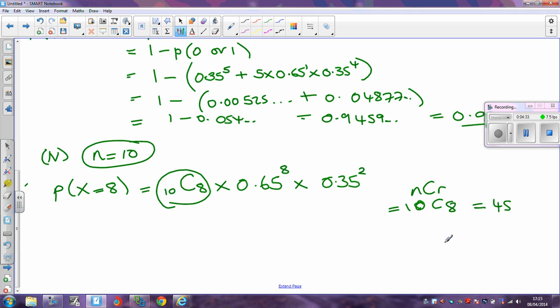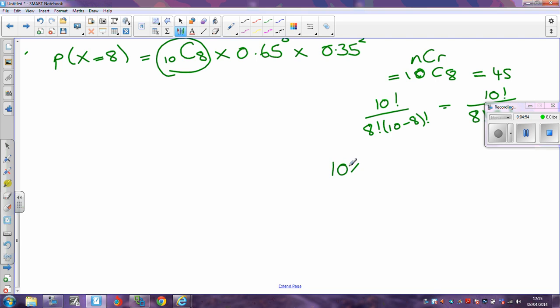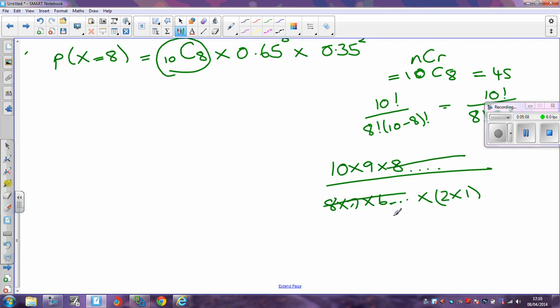You could use Pascal's triangle, but like I say, it's a bit lengthy. Or you could work out 10 factorial divided by 8 factorial, and then remember this is 10 minus 8 factorial, which comes out as 10 factorial divided by 8 factorial times 2 factorial. If we carry on with that, 10 factorial, remember, is 10 times 9 times 8 and so on, and you're dividing by 8 times 7 times 6 and so on, multiplied by 2 times 1. Now what you can see is that everything from 8 downwards is going to cancel everything from 8 downwards here. I'm left with 10 times 9 divided by 2 times 1, which again comes out as 45.